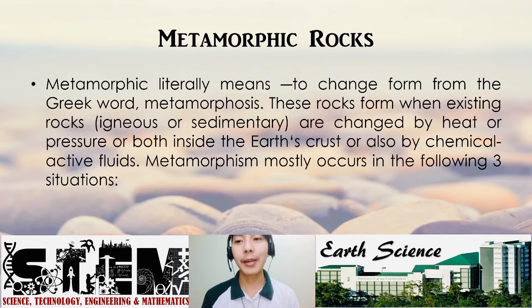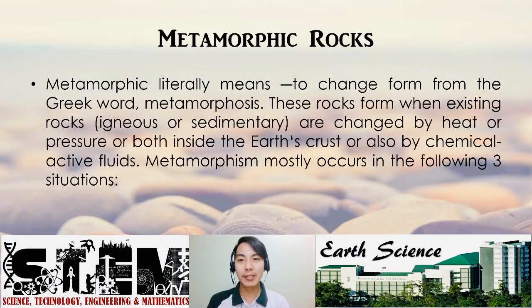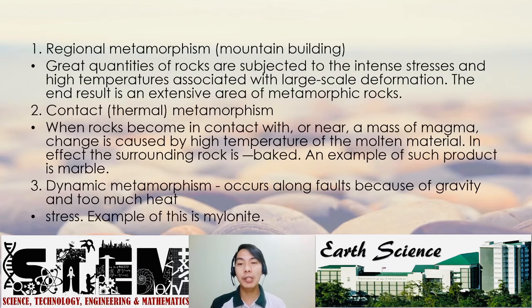Okay, lastly, we have the metamorphic rocks. Metamorphic literally means to change form, from the Greek word metamorphosis. These rocks form when existing rocks like igneous or sedimentary are changed by heat or pressure or both inside the Earth's crust, or also by chemically active fluids. Metamorphism mostly occurs in the following three situations. First, we have regional metamorphism, contact metamorphism, and then dynamic metamorphism.